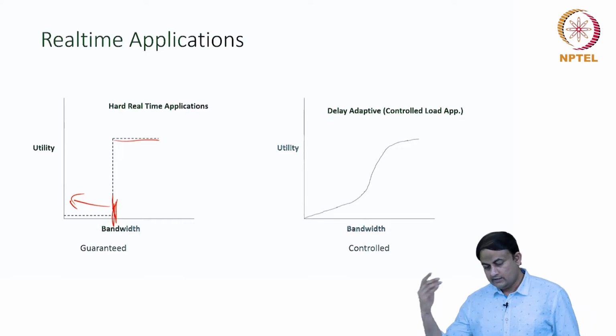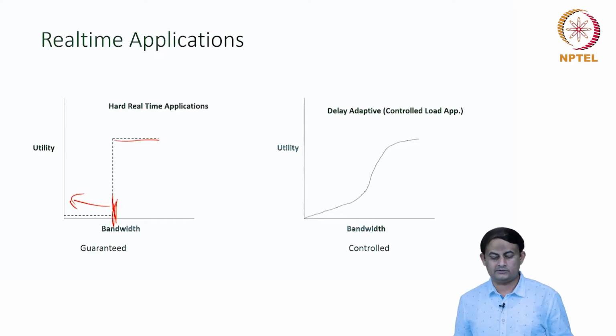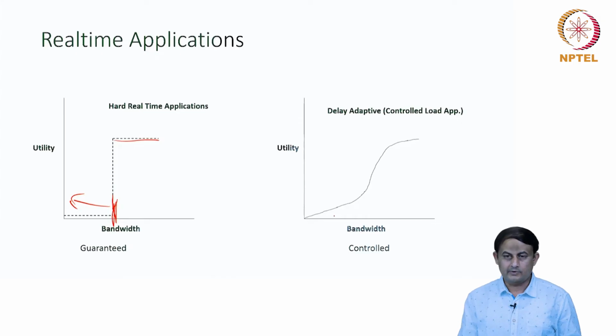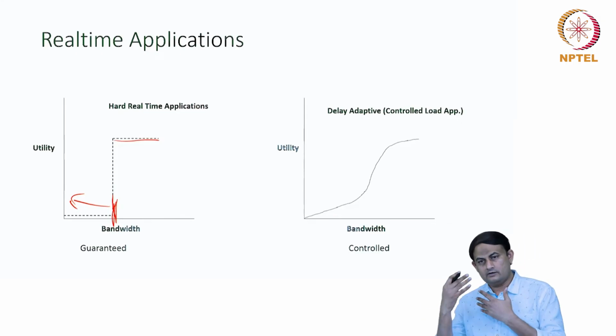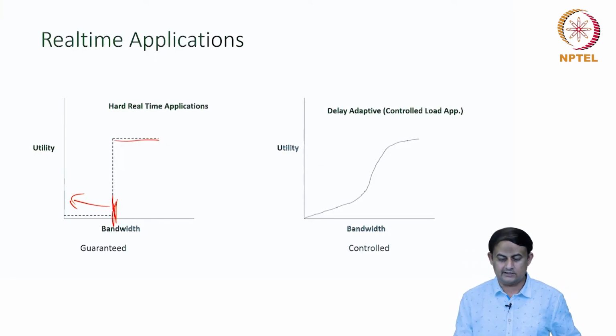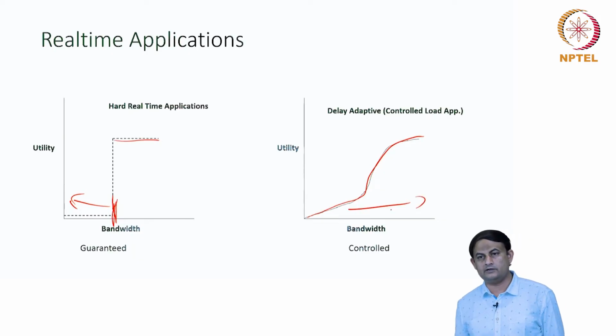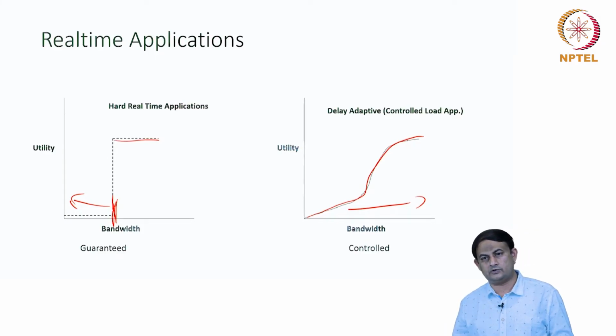And in the second category, the utility quotient does not fall to 0, but instead, depending upon the availability of whatever parameter you want to meet, here in this case the bandwidth, the utility quotient keeps on increasing. The more bandwidth you have, the higher the utility quotient is. The utility quotient will fall to 0 only when you have 0 bandwidth.